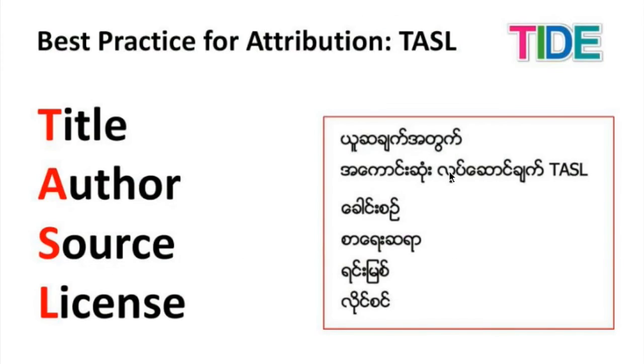So this is familiar, I'm sure, from May's workshop if you're in the support staff workshops. When you're attributing a resource, you need to remember to include 4 things, and it's usually referred to as TASL, which is the title, the author, the source, and the license. These are the things you need to remember for the best possible attribution.